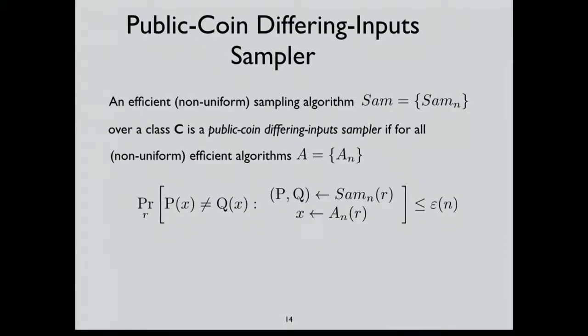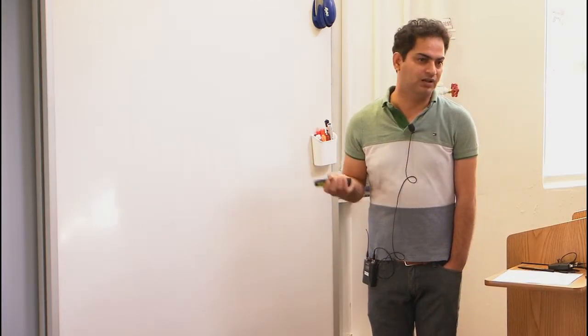So let me start by defining it. As before, we will define a differing input sampler, but now it will be public coin, where we have the sampling algorithm as before. It's going to output two circuits P and Q. But there is no auxiliary information anymore here. Instead, the attacking algorithm simply gets the coins of the sampling algorithm. And then we require that even then it should be hard to find such inputs. One example would be, for example, collision-resistant hash functions. If the sampling algorithm is outputting programs which may have different behavior if you found collisions, then so be it. Even the sampling algorithm cannot find such an input, so yeah.